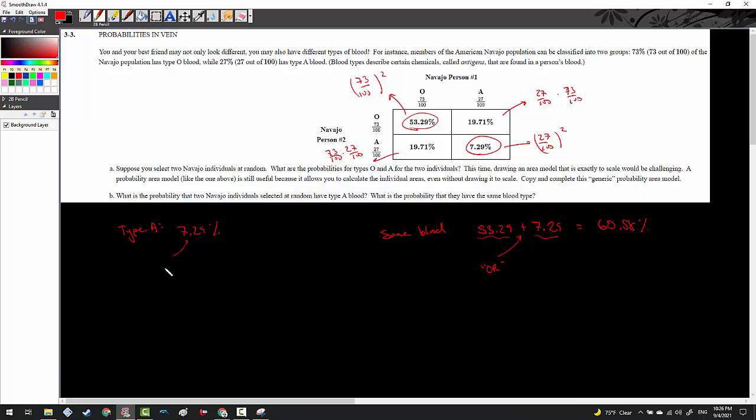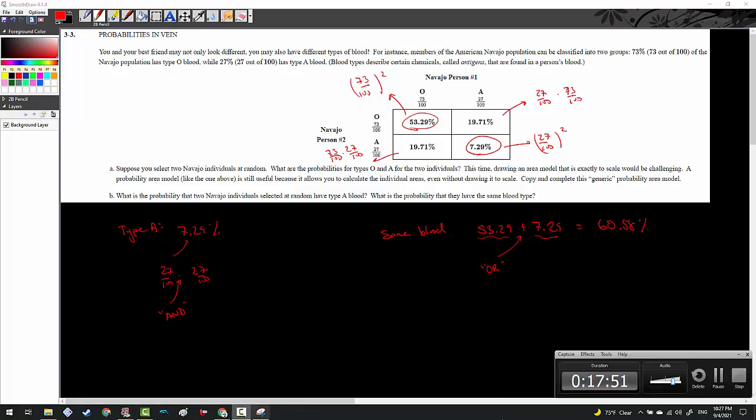This number was obtained by 27 over 100 times 27 over 100. And notice how this problem contained, once again, the word and. So you're supposed to be seeing that pattern happen right now in real time as you do these problems. Let's go to 3-4 real quick, and we'll keep on going with this section.